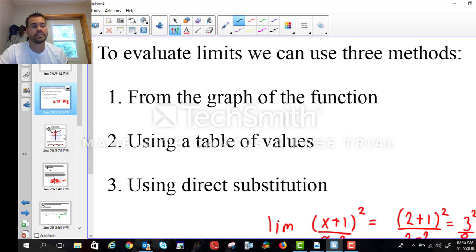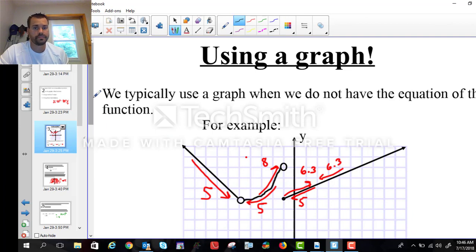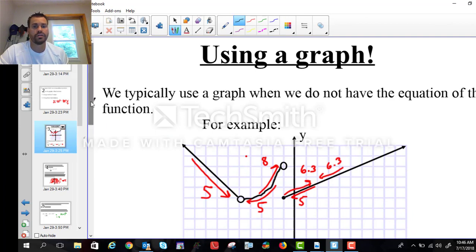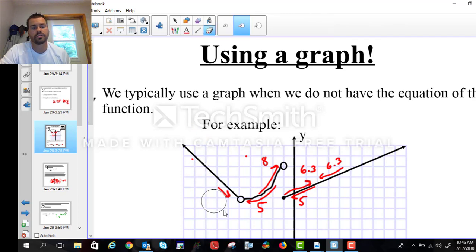So let's just look at an example of each of them. Let's say we're going to use the graph. And we typically use the graph when we don't have the equation. If we have the equation, it's easier to just use it and use what we call direct substitution, which we're going to talk about in a minute.